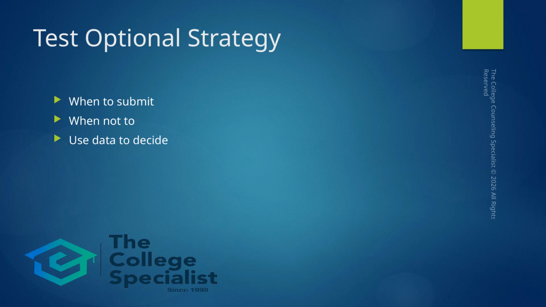With the rise of test-optional policies, students must make strategic decisions about whether to submit SAT or ACT scores. The key is understanding how your scores compare to the middle 50% ranges of admitted students at your target schools. If your score falls well within or above that range, submitting can strengthen your application. If it falls significantly below, withholding may be the better choice.